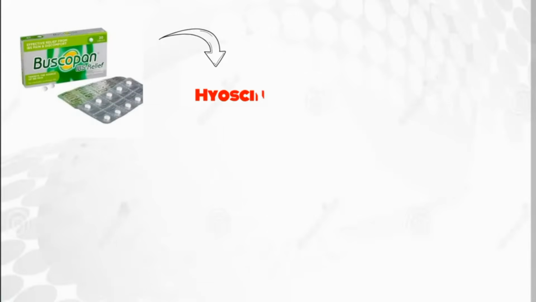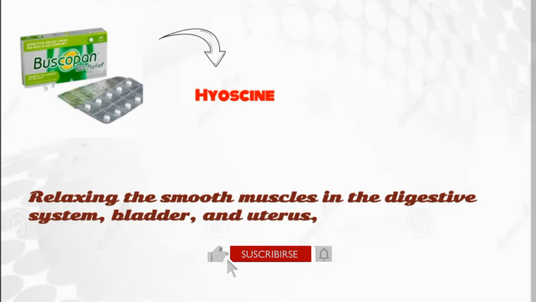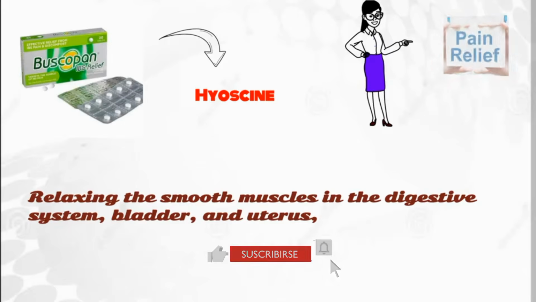Buscopan contains hyoscine, which works by relaxing the smooth muscles in the digestive system, bladder, and uterus, thus helping to relieve pain and discomfort.